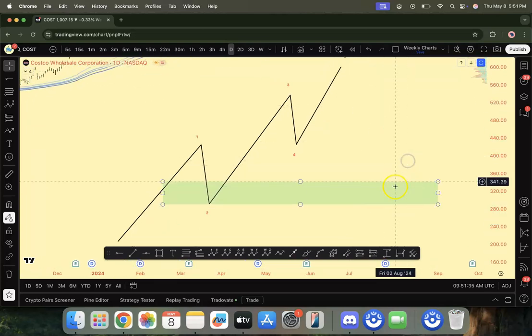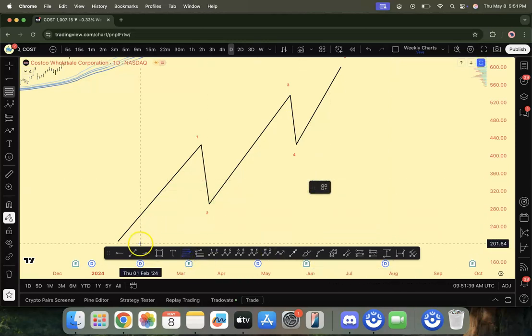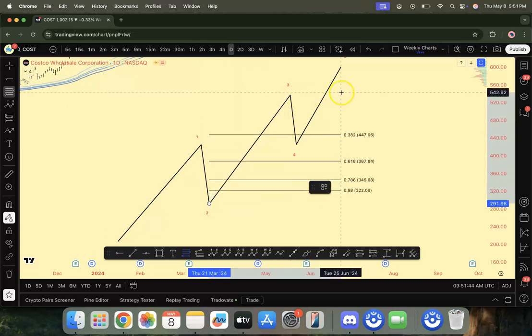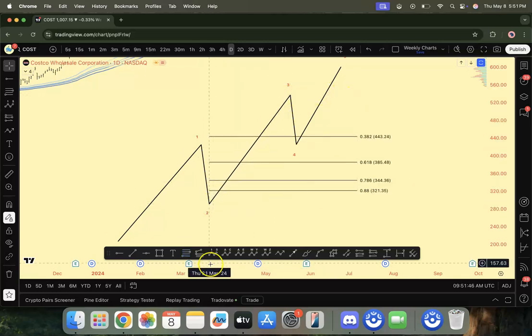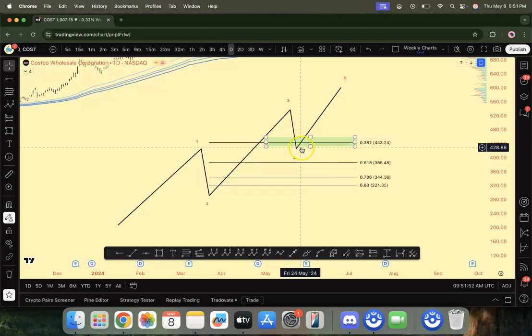So on the wave 4s, you want to take the retracement not from the low, but from the 2 wave and put it up like this. And typically wave 4s, again, they like to end around the 382 level. So it's a little bit riskier to buy in at the 382.